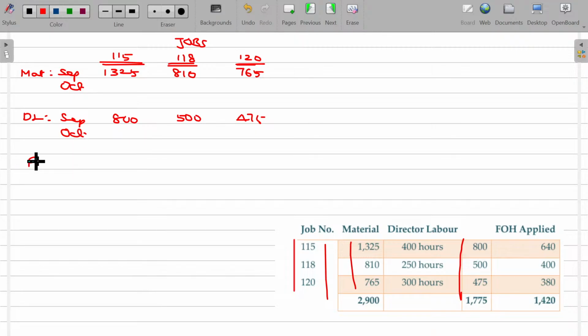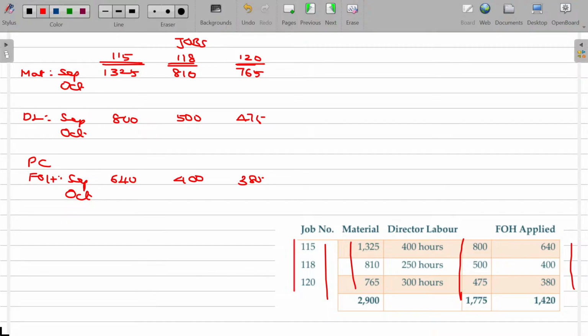Then you add up these two, prime cost. Then factory overhead. In September, how much spent? 640, 400, 380. And what about the October? So October month information separately given. So you have to find. See, if you are adding these three, what will you get? Cost of work in progress.